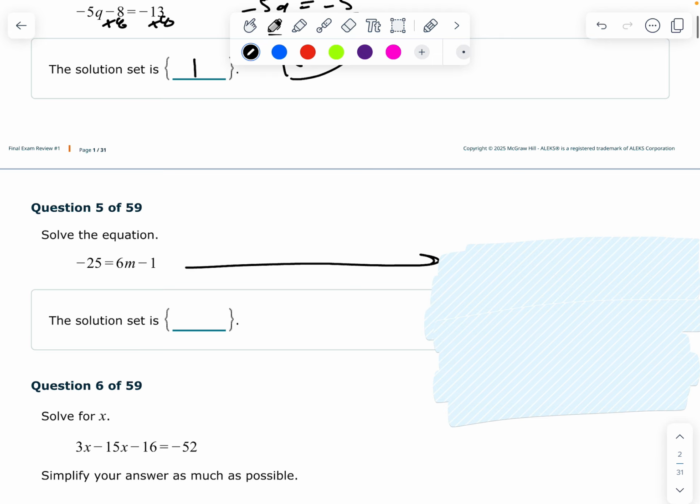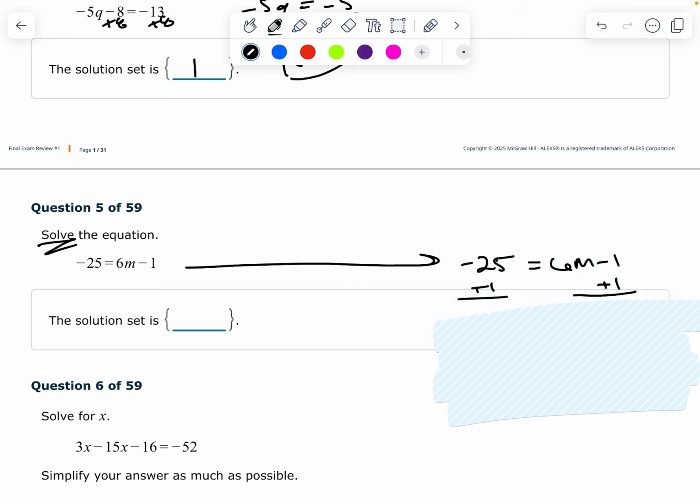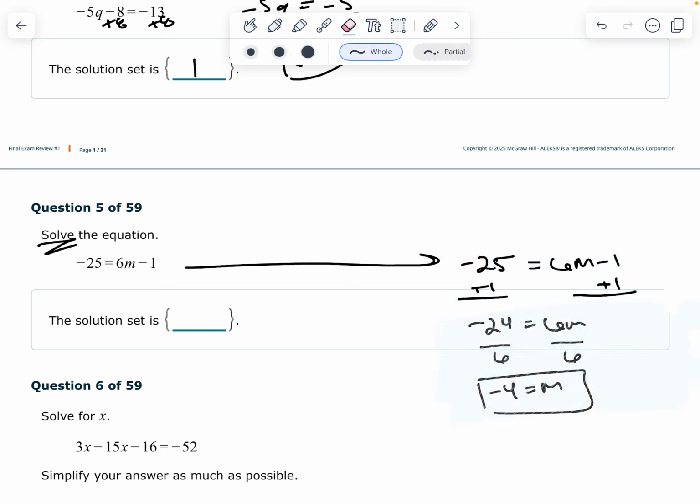Question 5, it says solve. We want a single number answer. I'm going to give you 3 seconds to go ahead and try and solve this. You can pause the video if you need to. Here's how I solved it. I added 1 to both sides, then divided by 6 on both sides to get m equals negative 4.